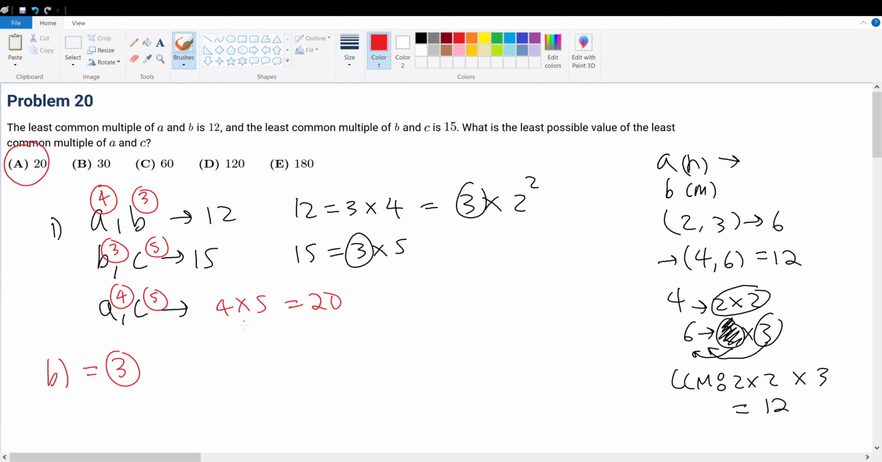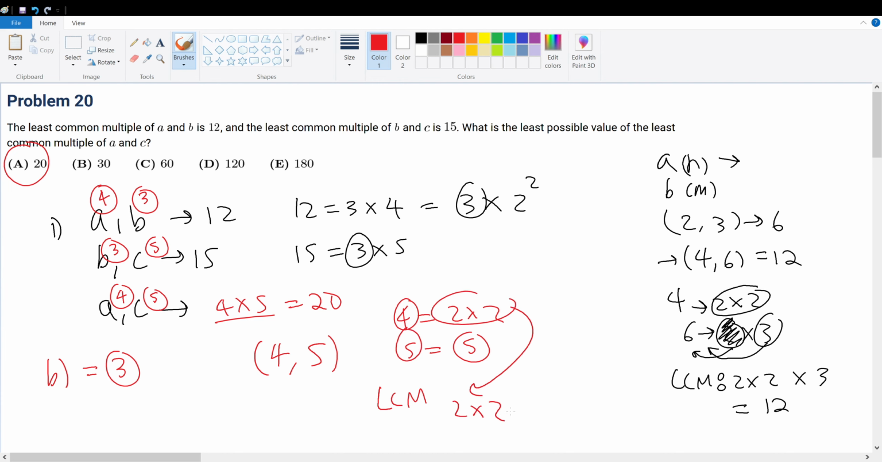Now, the reason why I can just multiply them together is because I'm trying to find the least common multiple between 4 and 5. 4 is equal to 2 times 2. 5 is equal to 1 times 5, or just 5. The least common multiple must contain factors of both 4 and 5. Well, to create 4, I need two 2's, but in order to create a 5, I need that 5. So therefore, 2 times 2 times 5 gives 20. Nonetheless, your answer is A.